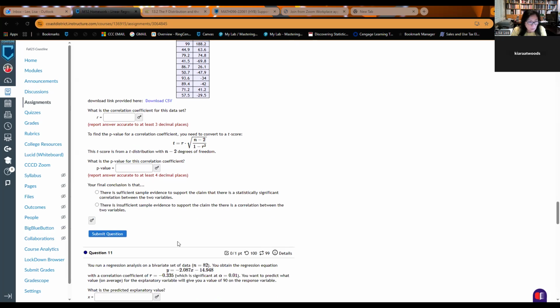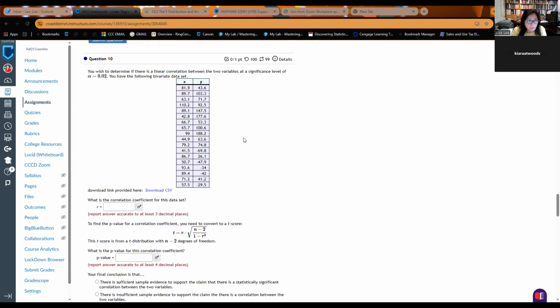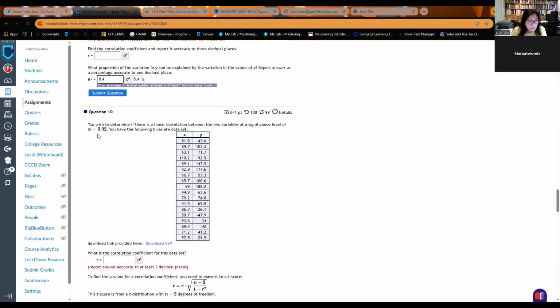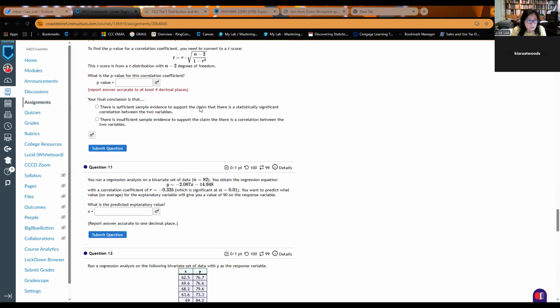Then if you know the p-value, you just compare it to the alpha. If it is smaller than the alpha, then we can reject the null hypothesis. The null hypothesis assumes our rho is equal to 0, that means no linear relationship. So it depends on what number you got, then you answer that.